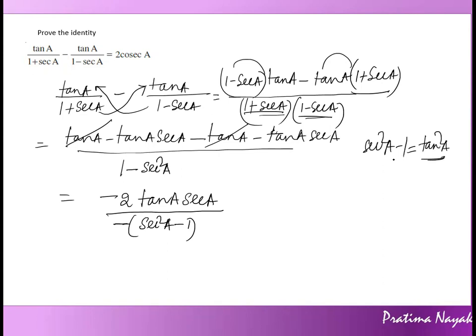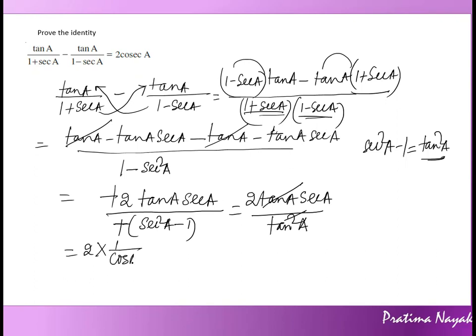Tan square A. Sec square A minus 1 is tan square A. So minus minus cancel. So this will be 2 into tan A into sec A upon tan square A. Tan square A means tan A into tan A. So 1 power cancel. 2, and what is sec A? Sec A is 1 by cos A. What is tan A? Tan A is sin A by cos A.